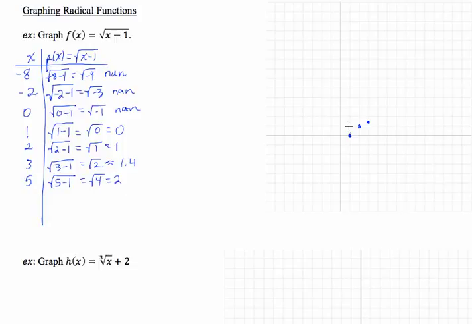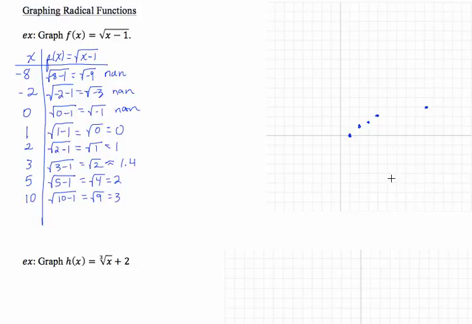The next perfect square is 9, so I would need to plug in 10. Square root of 10 minus 1 does give me square root of 9, which is 3. So 1, 2, 3, 4, 5, 6, 7, 8, 9. Okay, so you can see it's kind of flattening out here quite a bit. Let's see if we can do one more perfect square. Not sure if we can fit it in here.